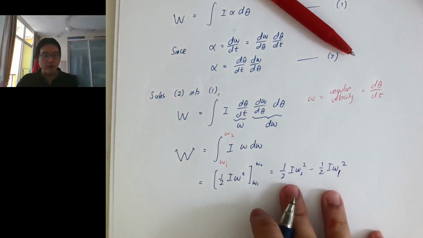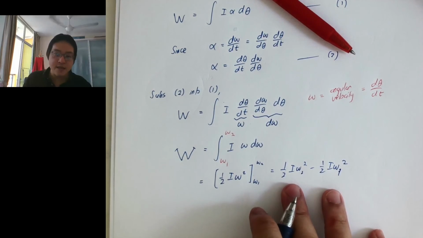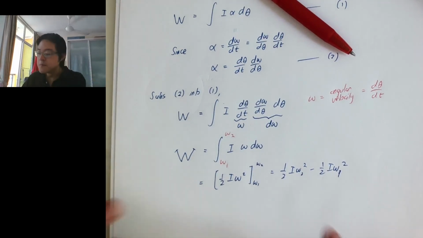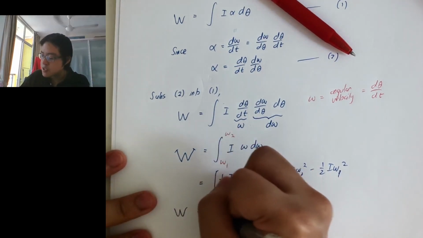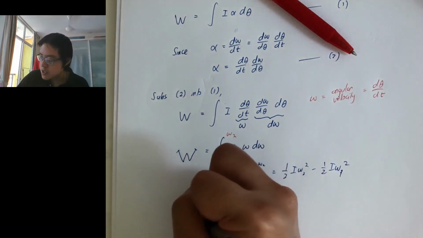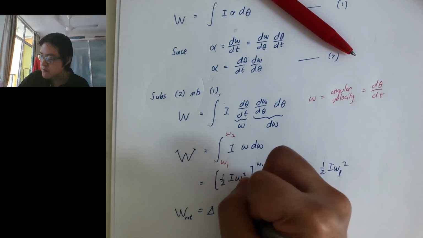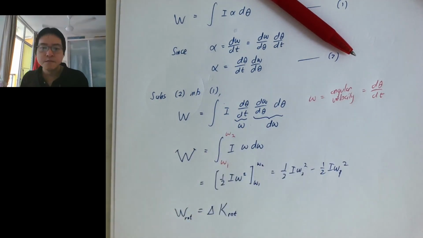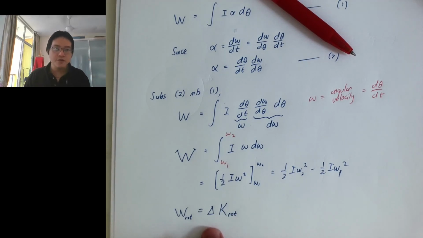And actually we have already defined this last time, right? This is the rotational kinetic energy. So the work done is just the change in kinetic energy. Okay, so now we are just talking about rotational work done. It should be the change of the rotational kinetic energy. So linear work done is the same as the linear change in kinetic energy. Rotational will be rotational.